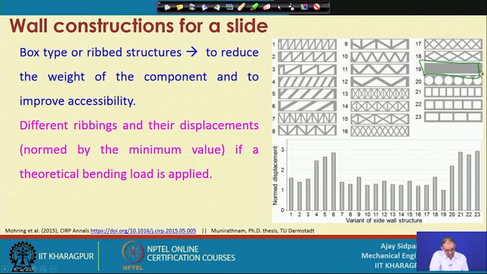So, now what is this rib? Suppose you have a guideway, and on the top you are moving one component by force. It has a weight, correct.